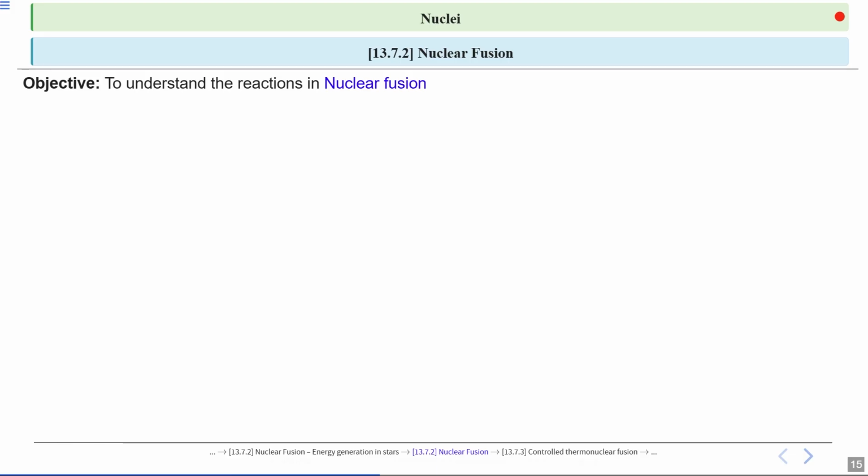Now let's understand nuclear fusion reactions. Nuclear fusion is the process where two light atomic nuclei combine to form a heavier nucleus, releasing energy in this process. Let's start by looking at some specific nuclear fusion reactions. These reactions involve light nuclei like hydrogen coming together under certain conditions.